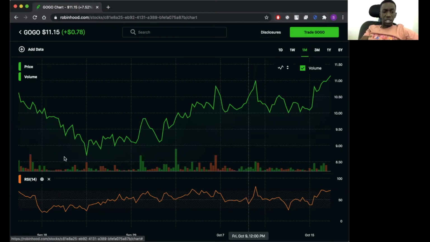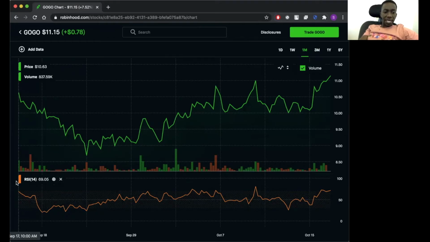Now we've got it set to the 1 month here. So let's go back and take a look at September 17th. The RSI was at 69, right? So we know at 70, that's when we start to see, we can expect for it to start to come down. People are going to start selling. So let's just see what happens. It was at 69 and they went ahead, started selling.